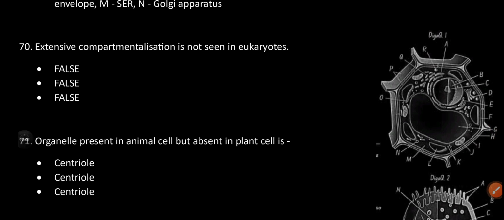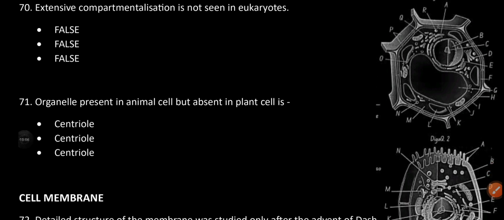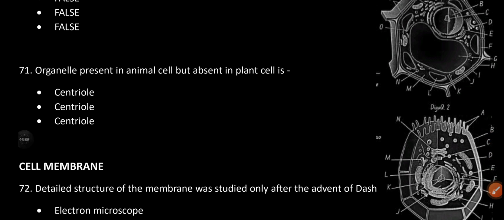Extensive compartmentalization is not seen in eukaryotes. False. Organelle present in animal cell but absent in plant cell is centriole.